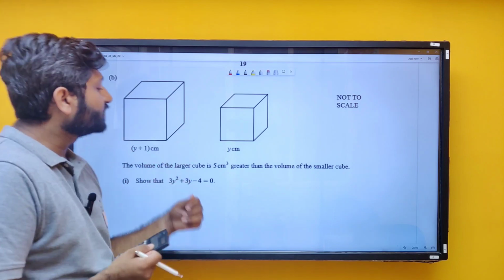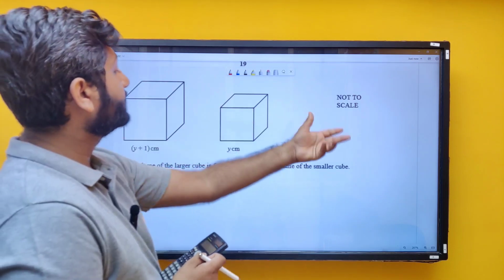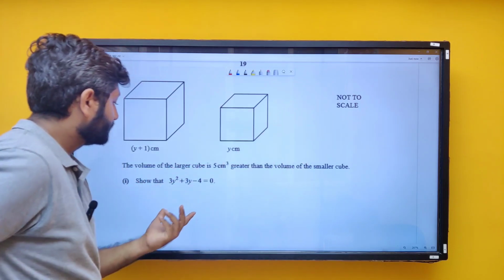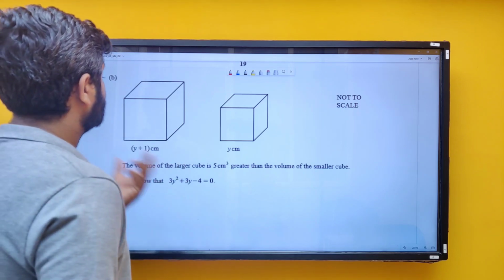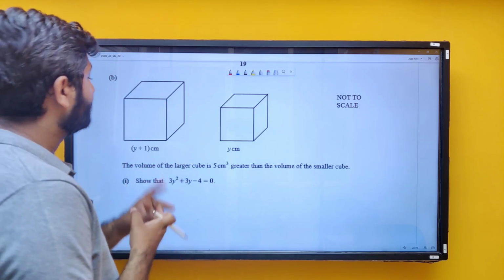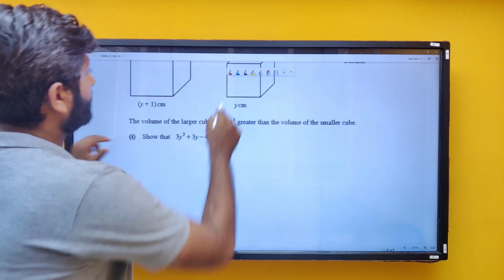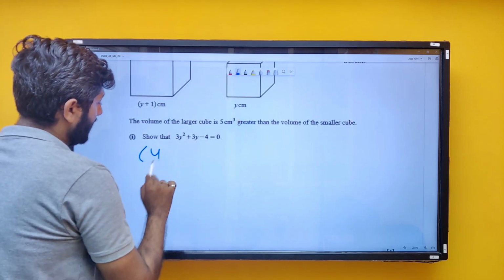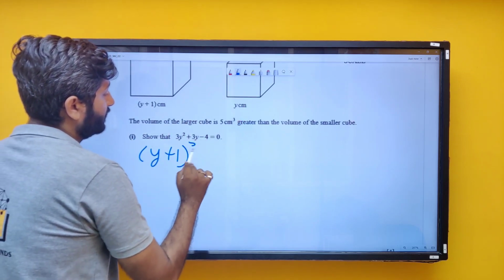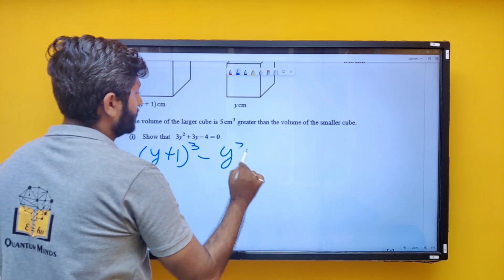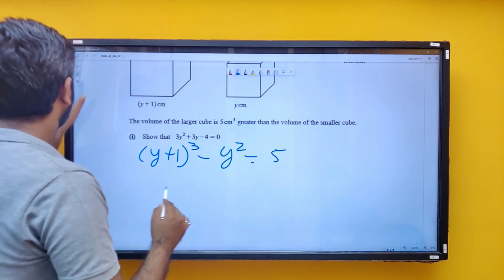The volume of the larger cube is 5 centimeter cube greater than the volume of the smaller cube. Show that 3y square plus 3y minus 4 equals 0. I think it's the same question, but now I'll have to find the volume. So the formula of volume is (y plus 1) cube minus y cube is equal to 5.